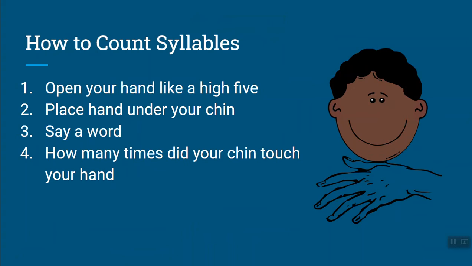How do you count syllables? This is how you count how many syllables are in a word. Open your hand like you're going to give a high five. Place your hand under your chin. Then say a word. However many times your chin touches your hand is how many syllables there are in a word or in a name. So for example, if I were to say Foster, my chin fell onto my hand 2 times. So I have 2 syllables in my last name. Can you try how many syllables are in your name?